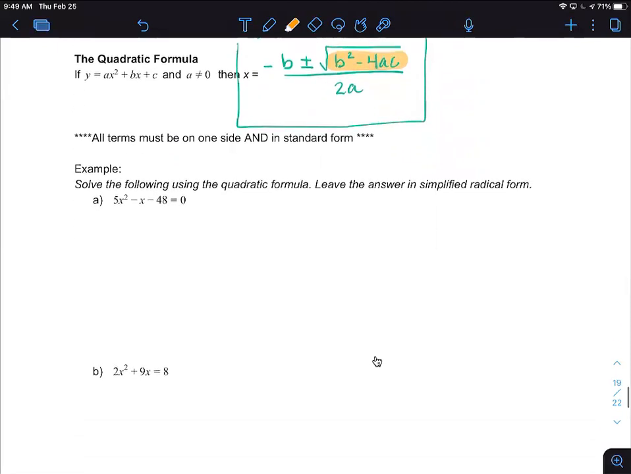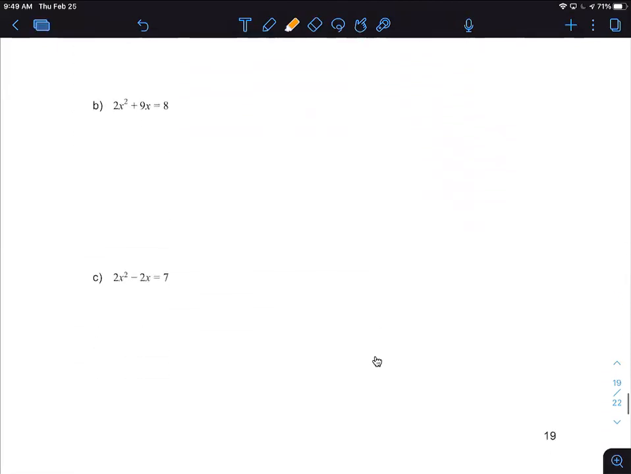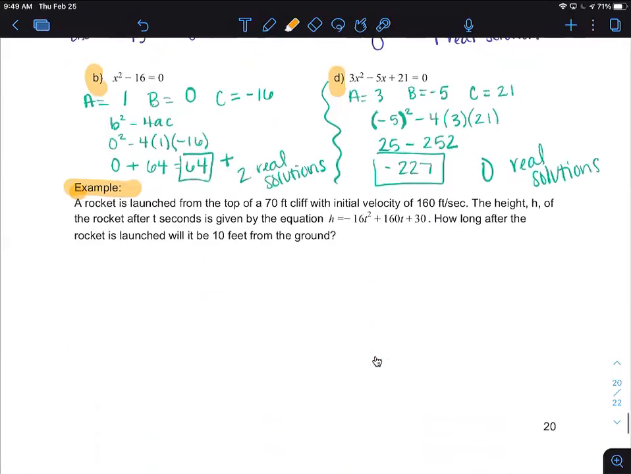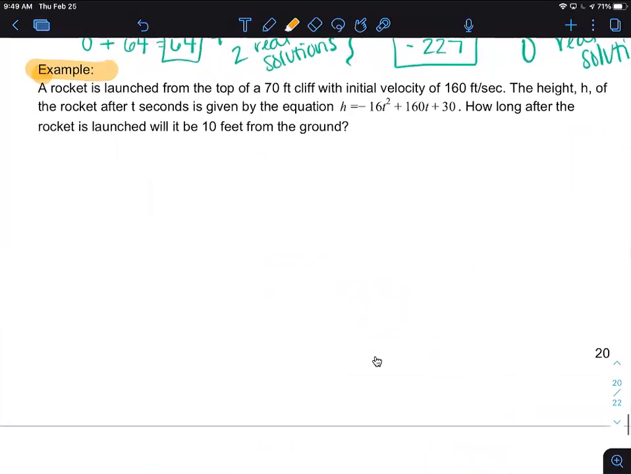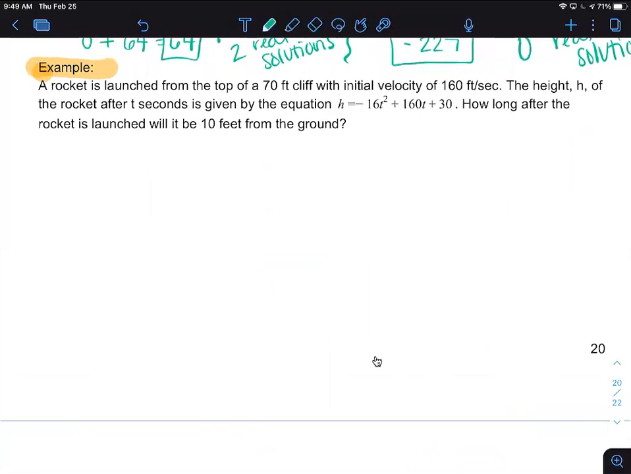Your video has these 3 examples on it. So let's go down and do this word problem. Okay, a rocket is launched from the top of a 70-foot cliff with the initial velocity of 160 feet per second. The height h of the rocket after t seconds is given by the equation h equals -16t squared plus 160t plus 30. How long after the rocket is launched will it be 10 feet from the ground? If it's 10 feet from the ground, what does that make our height?